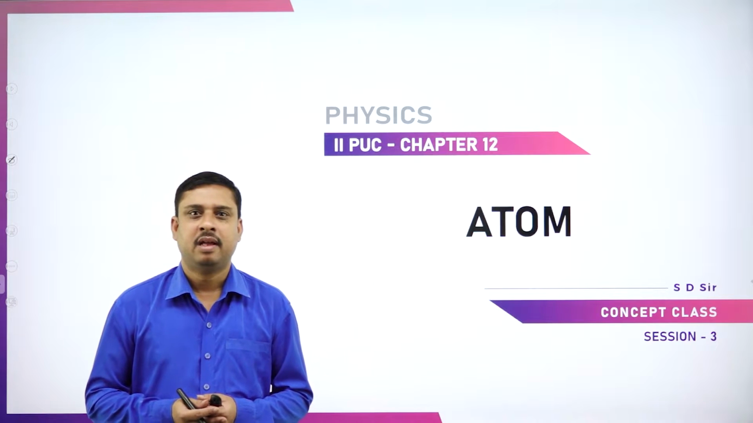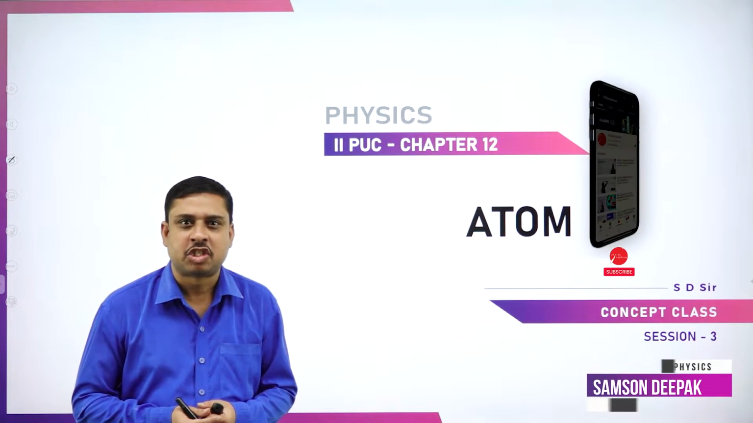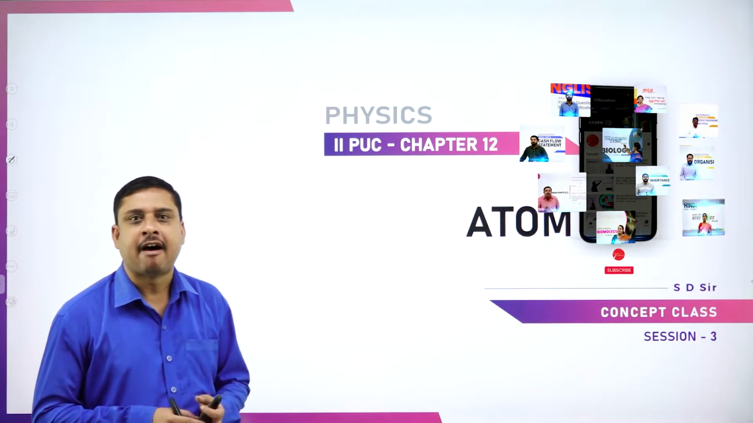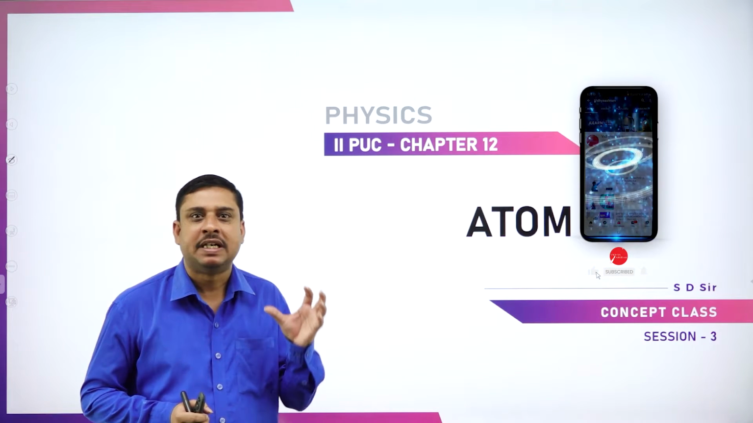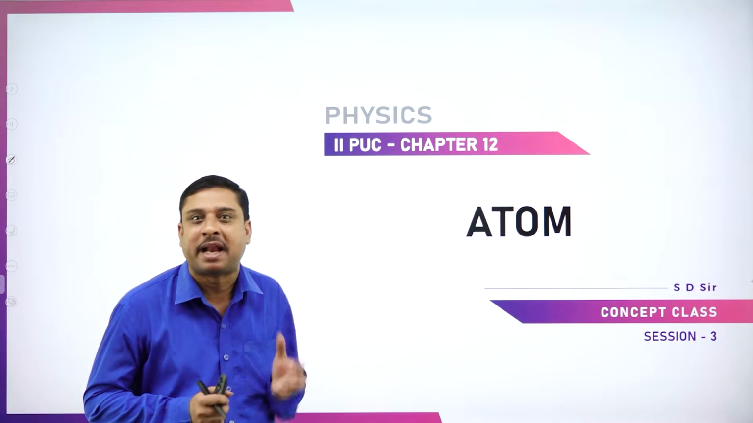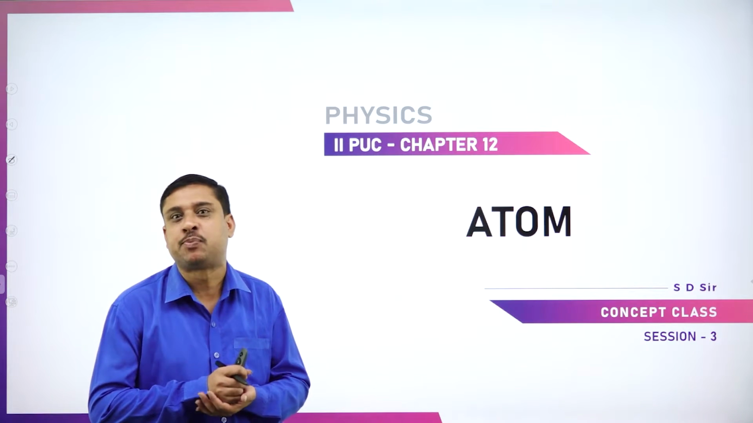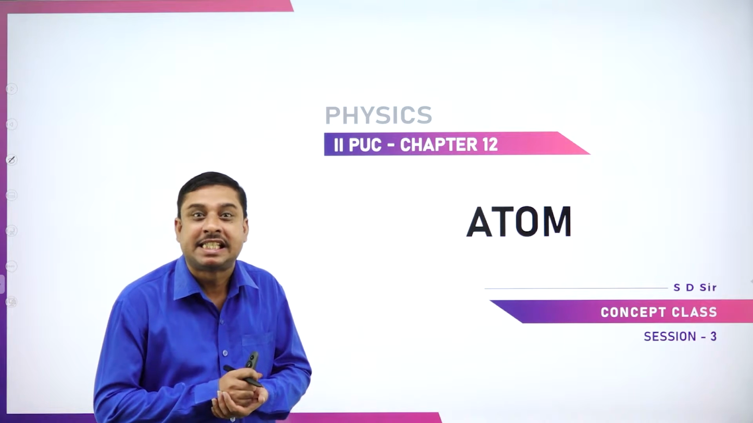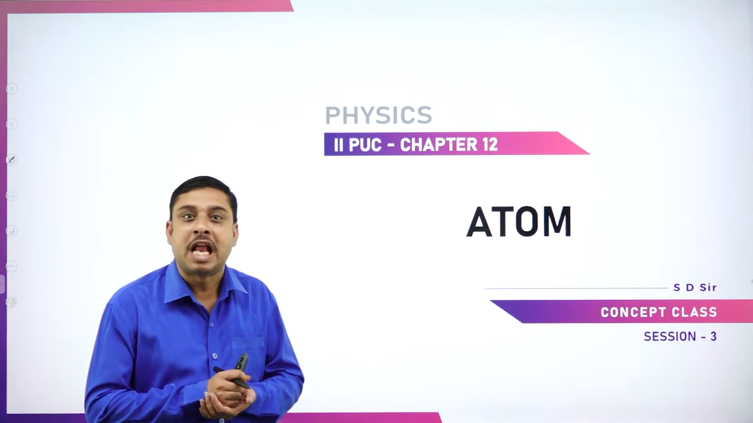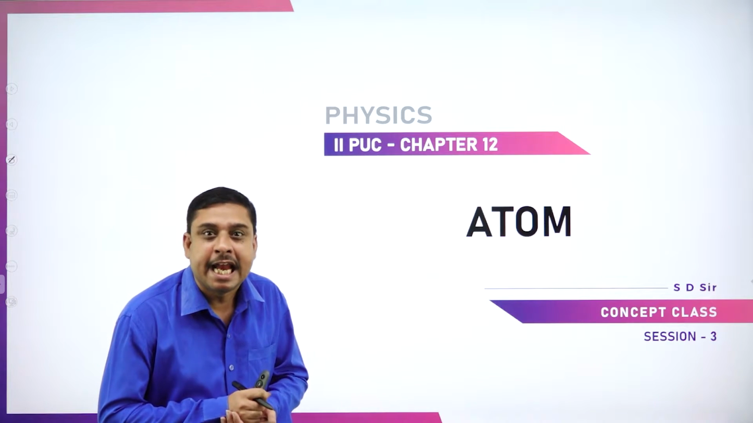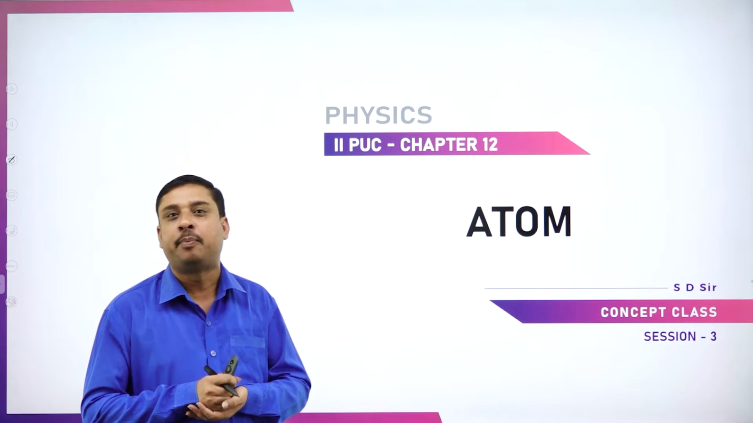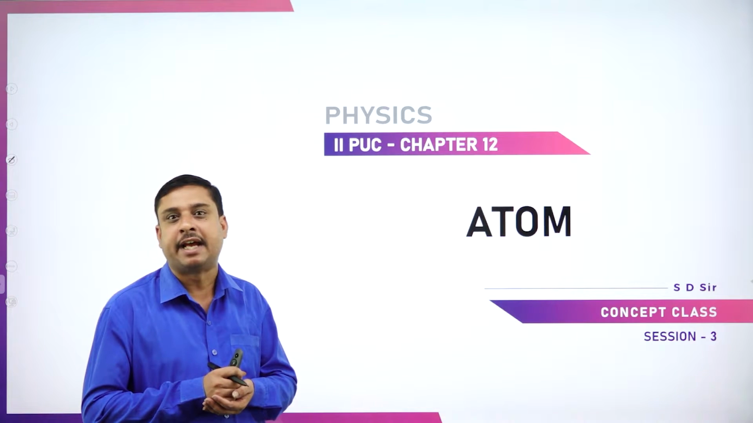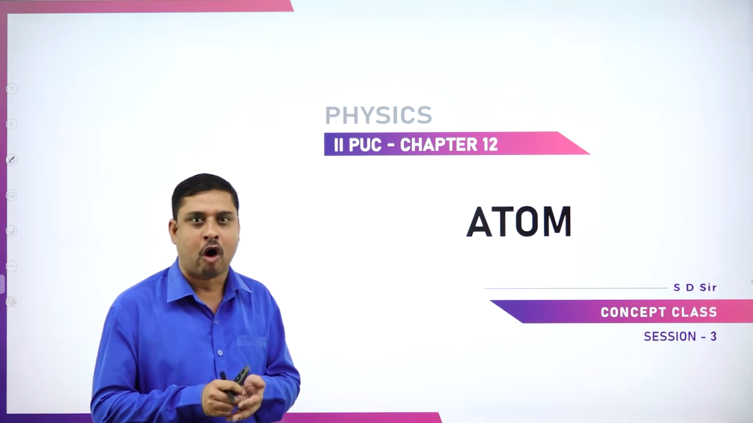Hello students, continuing my discussion on the chapter atoms. In today's class, I shall derive 3 classical expressions. First, radius of the stationary orbit, velocity of the electron in the stationary orbit, and finally the total energy of an electron in the stationary orbit.